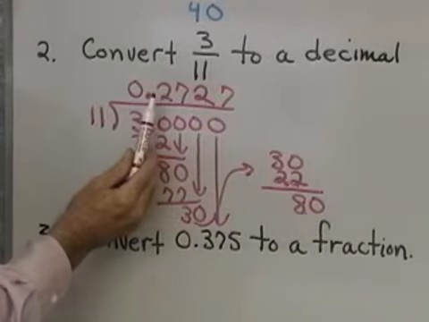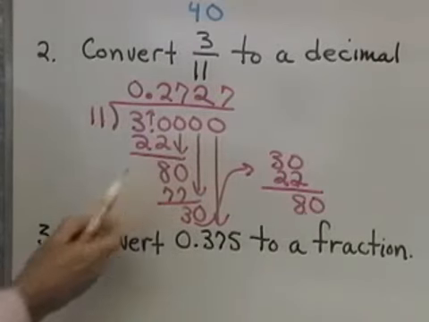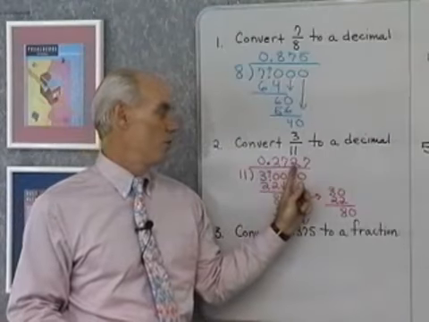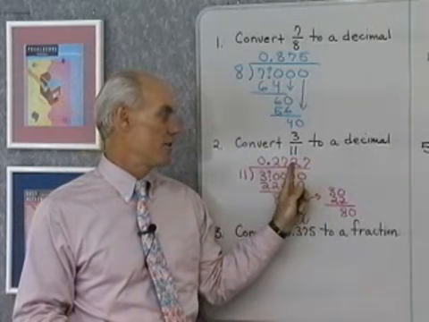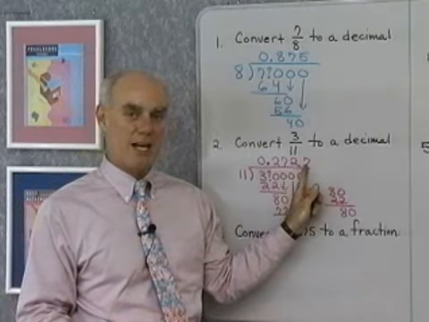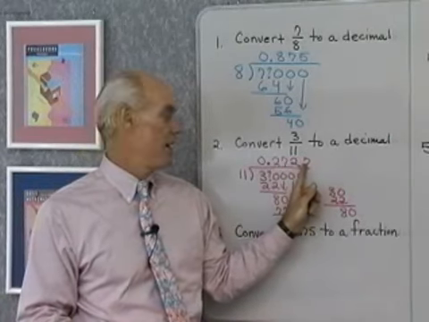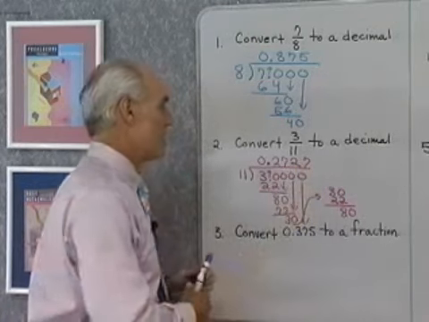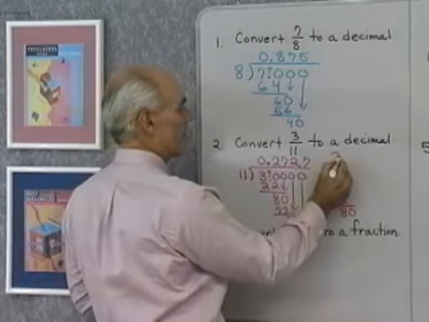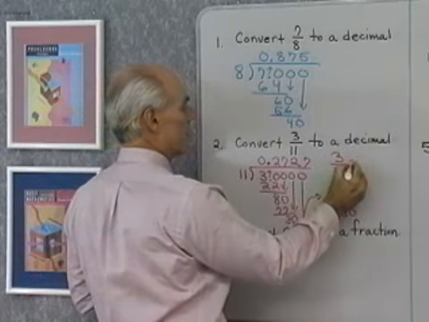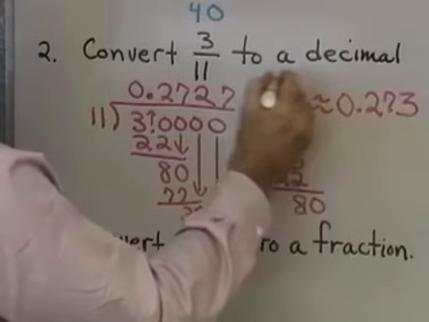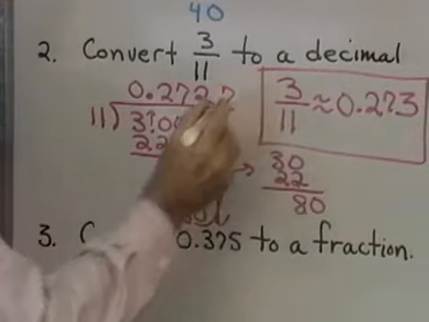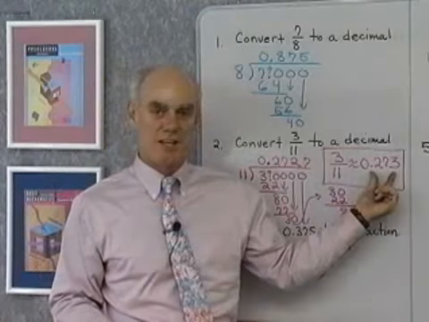So let's agree that we want to go to the nearest thousandth. So what I do is I divide to one place past the place that I want to round to. So I want to round to the nearest thousandth, so I'll divide to one place past that to the nearest ten-thousandth, and then I'll round back to this place. So to the nearest thousandth, 3 over 11 is going to be equal to 0.273 when I round this decimal number to the nearest thousandth.